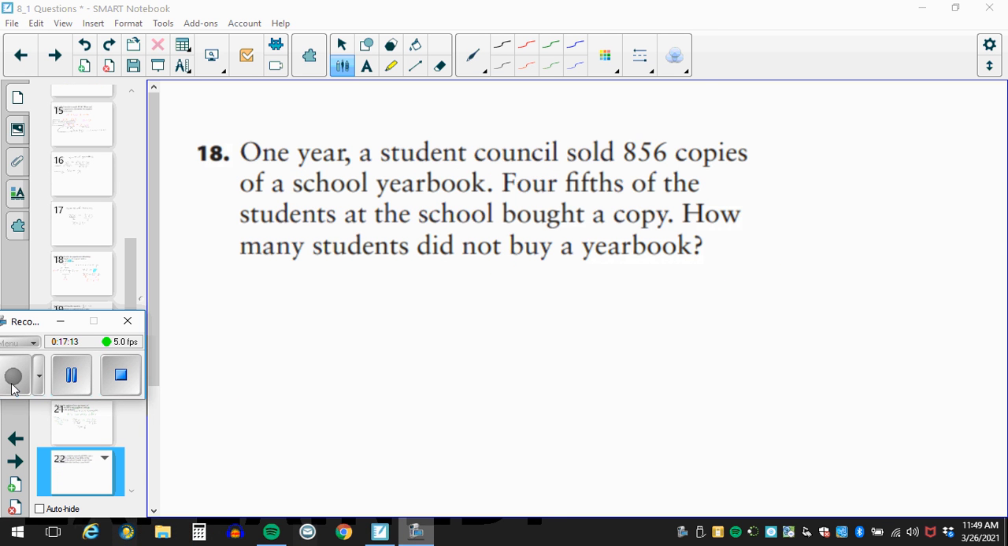Question 18 says, one year, a student council sold 856 copies of a school yearbook. 4/5 of the students at the school bought a copy. How many students did not buy a copy? So what we don't know here is how many students there are at a school. How many students are at the school?